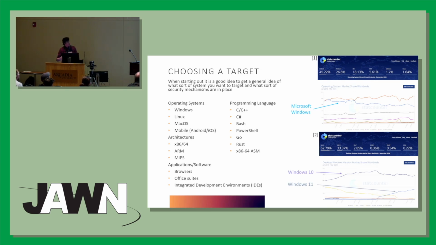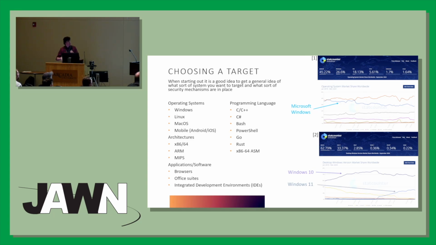I have some tables on the right here that show market shares of operating systems and versions of operating systems. In the top right, marked with the number 1, this is a global market share of operating systems. You can see the top orange line is Android, which is a mobile operating system. I'm not going to be too worried about that for this talk.